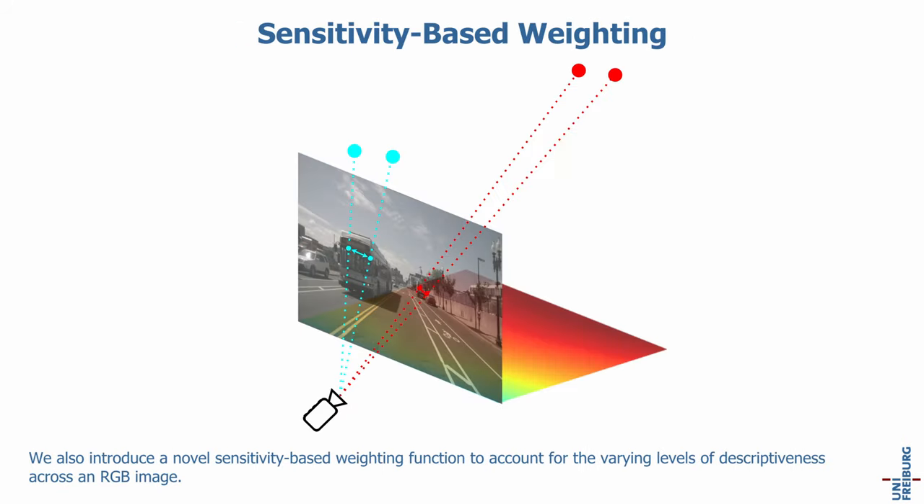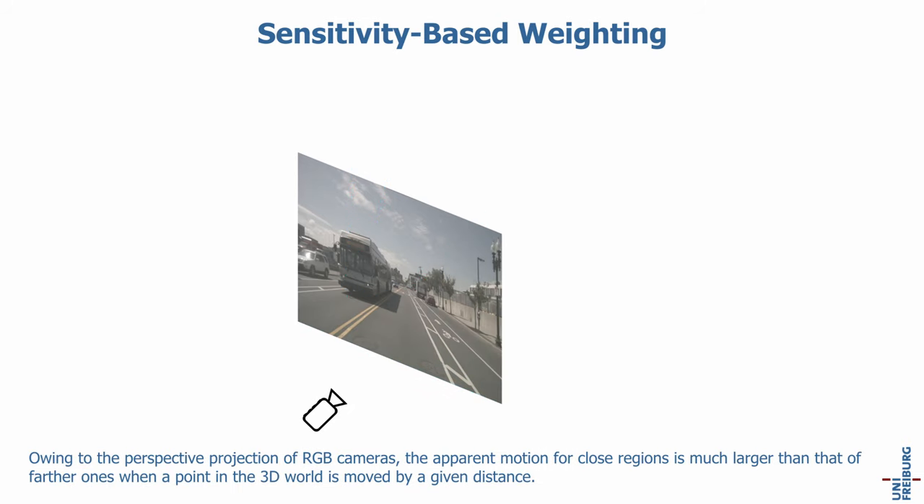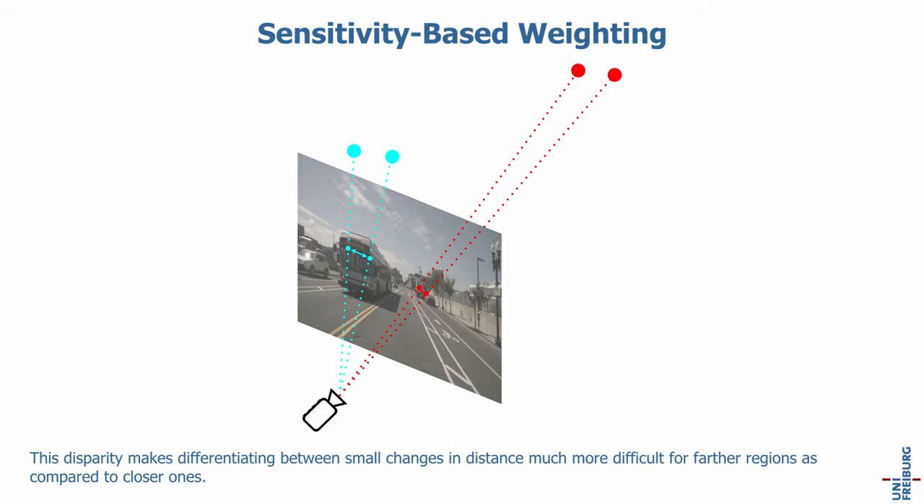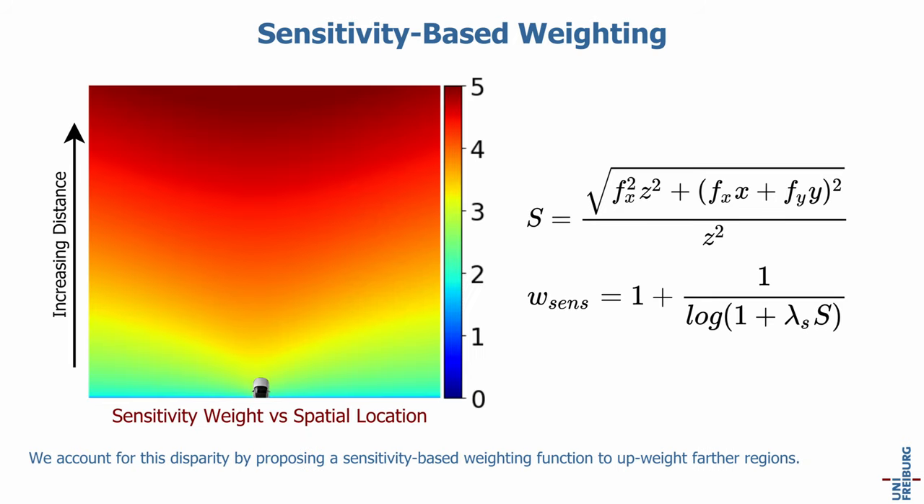We also introduce a novel sensitivity-based weighting function to account for the varying levels of descriptiveness across an RGB image. Owing to the perspective projection of RGB cameras, the apparent motion for closer regions is much larger than that of farther ones when a point in the 3D world is moved by a given distance. This disparity makes differentiating between small changes in distance much more difficult for farther regions as compared to closer ones. We account for this disparity by proposing a sensitivity-based weighting function to upweight farther regions. This upweighting allows the network to focus more on the farther regions, which helps in improving the overall model accuracy.